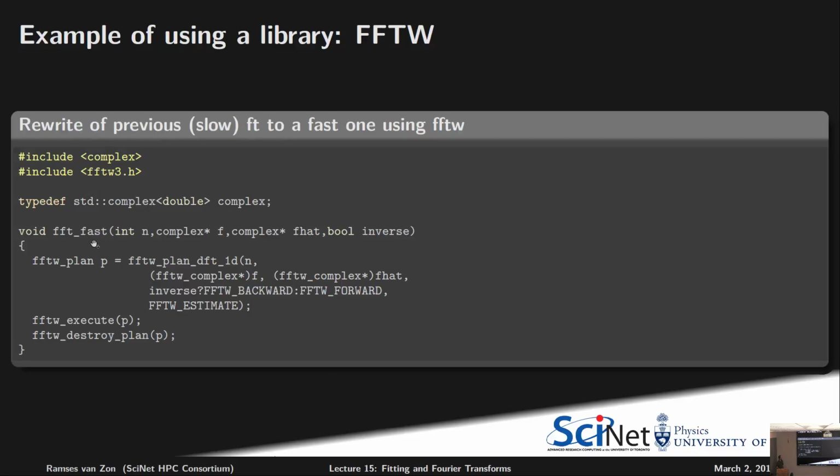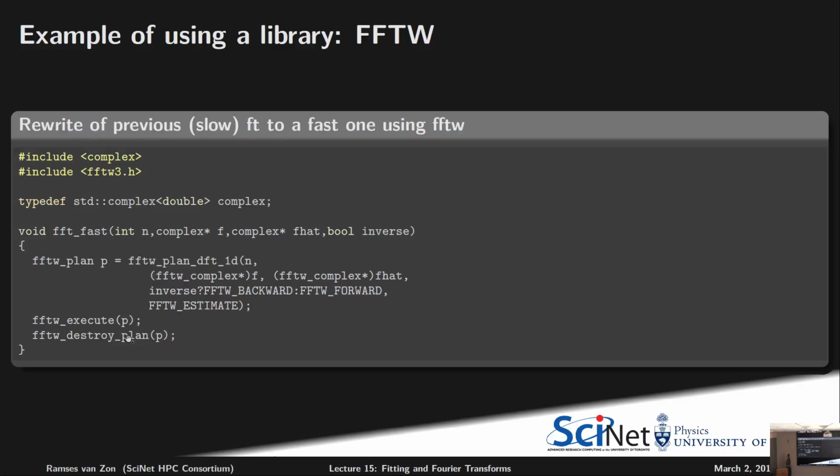So it's the same idea. You have a complex array coming in, complex array coming out. I think the other one had it too. You can either go forward or backwards in this case. You create a plan. You give it the arrays you want to work on, whether you want to go forward or backwards, and then you execute your plan and you destroy the plan.